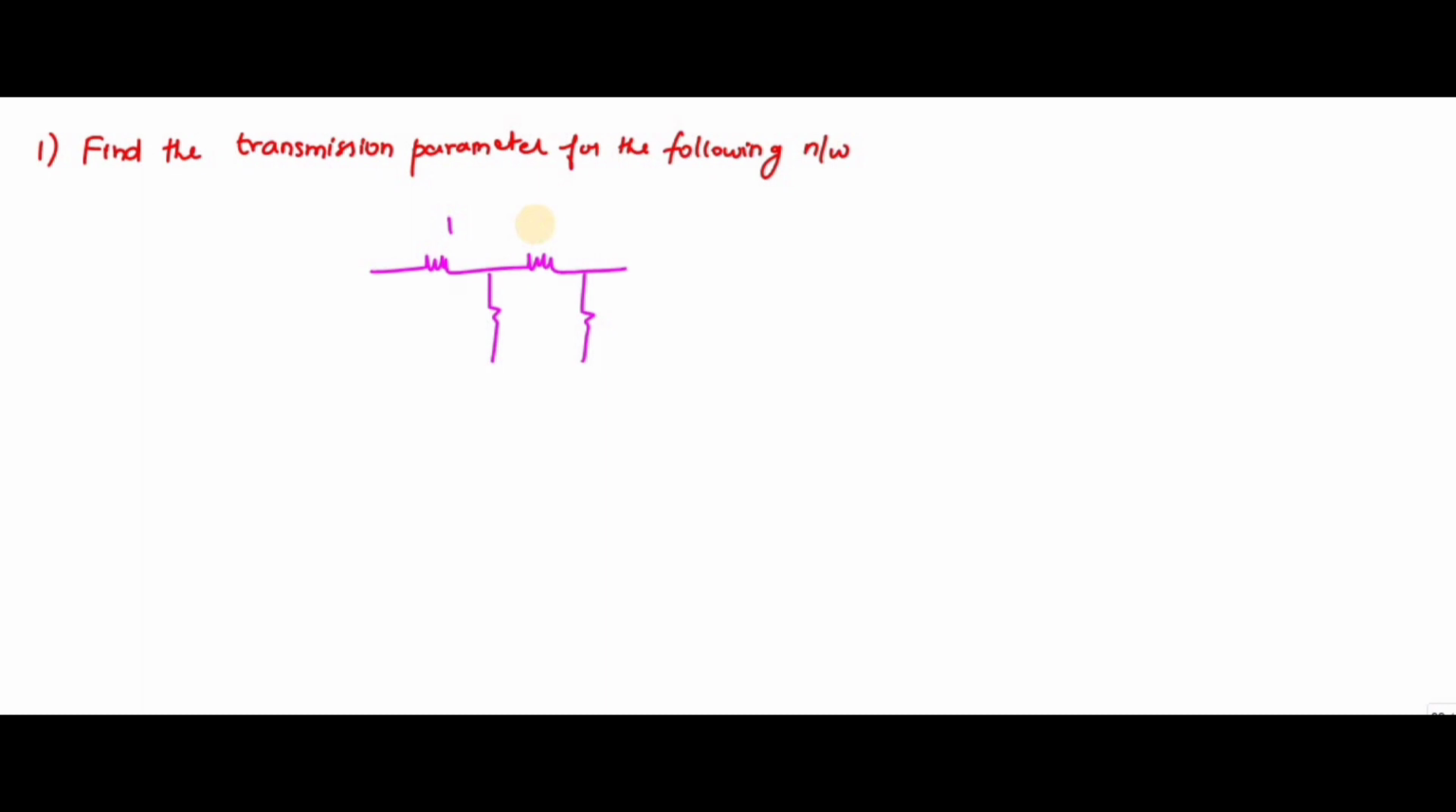For this network, we need to find whether it is a symmetrical network or a reciprocal network. The formula for reciprocity is A is equal to D. If A is equal to D, it follows reciprocity. So this is the given circuit. You see the direction of I1 and I2 and V1 and V2.